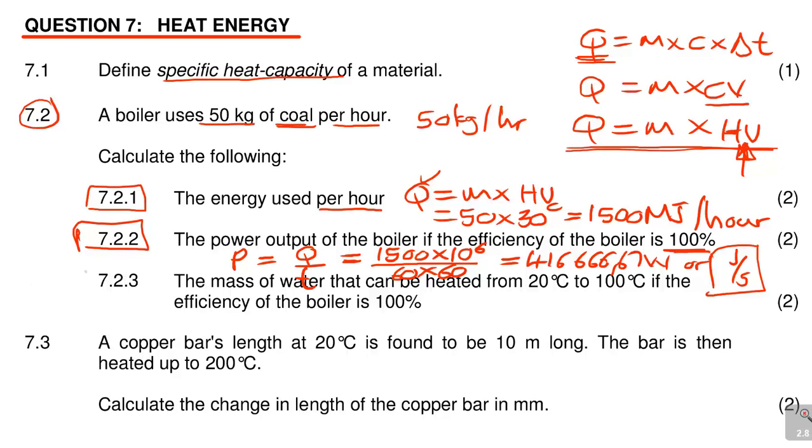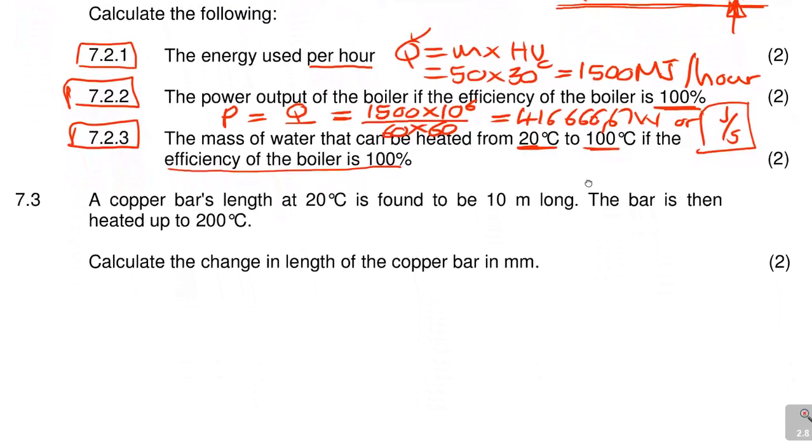And then 7.2.3 says the mass of water that can be heated. If I can just remove that part so that you can see. It says the mass of water that can be heated from 20 degrees to 100 degrees if the efficiency of the boiler is 100%. So now they want to find the mass of the water that can be heated.